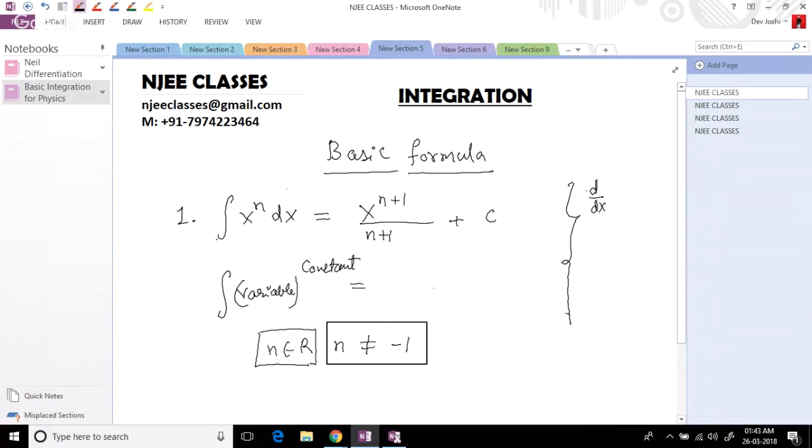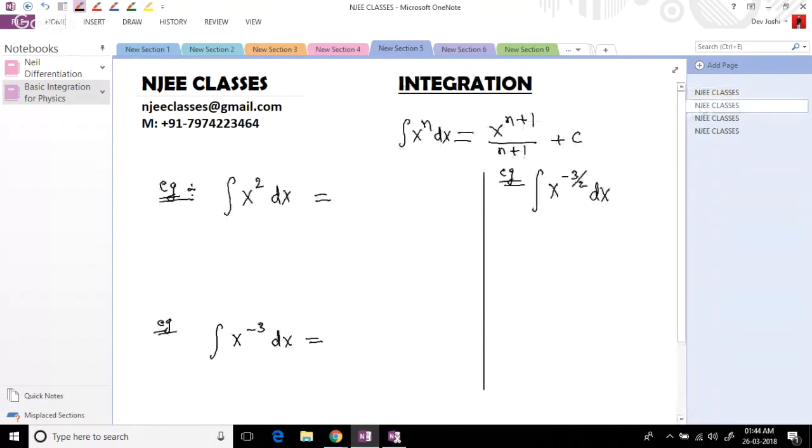So basically, we have already studied in the previous video that differentiation of x to the power n is equal to n x to the power n minus 1, correct? And integration is x to the power n plus 1 upon n plus 1, meaning the power is raised by 1 and the denominator is power plus 1. All right. Let's see some examples on the basis of that.